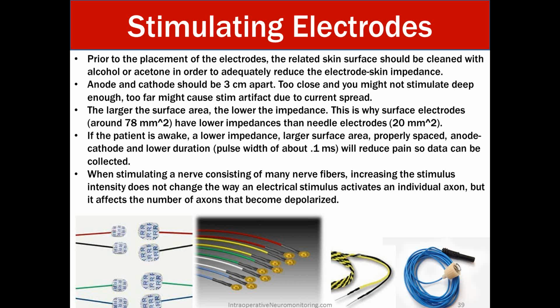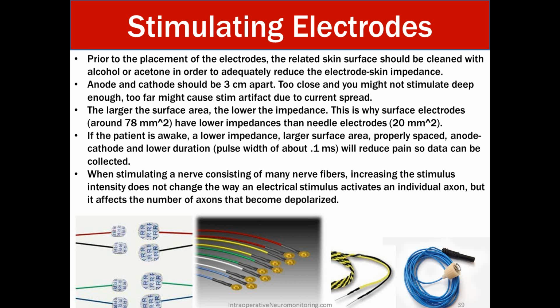On to stimulating electrodes. Prior to the placement of an electrode, the related skin surface should be cleaned with alcohol or acetone in order to adequately reduce the electrode skin impedance. Anode and cathode should be 3 centimeters apart. If you place those too close together, you might not stimulate deep enough. If you place them too far apart, this can cause stim artifact due to current spread. The larger the surface area, the lower the impedance. This is why surface electrodes, around 78 millimeters squared, have lower impedance than even the needle electrodes, which are 20 millimeters squared.